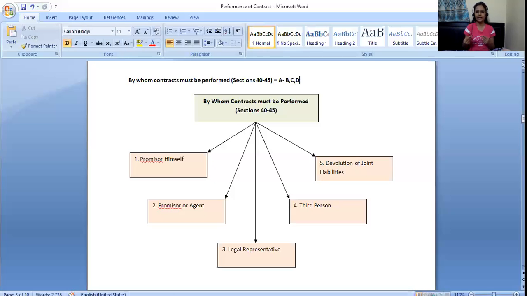It may be done by legal representatives when I die and I have not clearly specified that my responsibility should not pass on to my legal representatives or next generation. It may be done by some third parties also when I have not specified that it should be done by you only or your representatives or this specific person only. So it can be done by any third party.